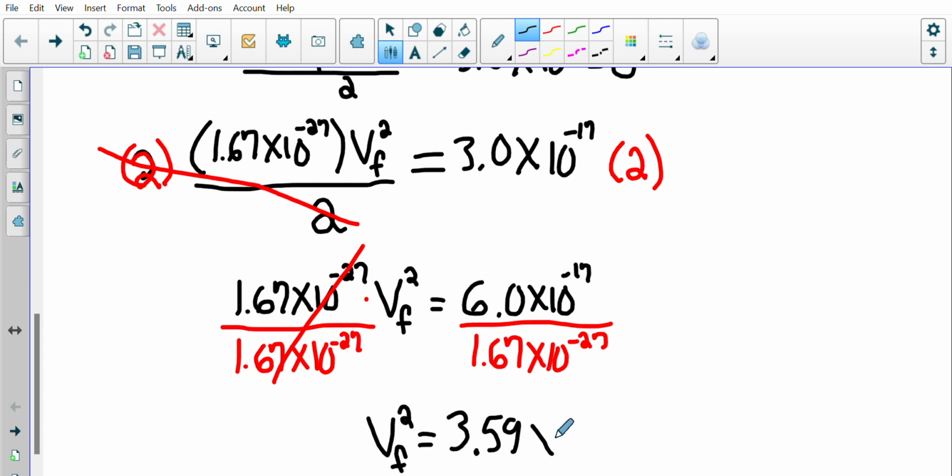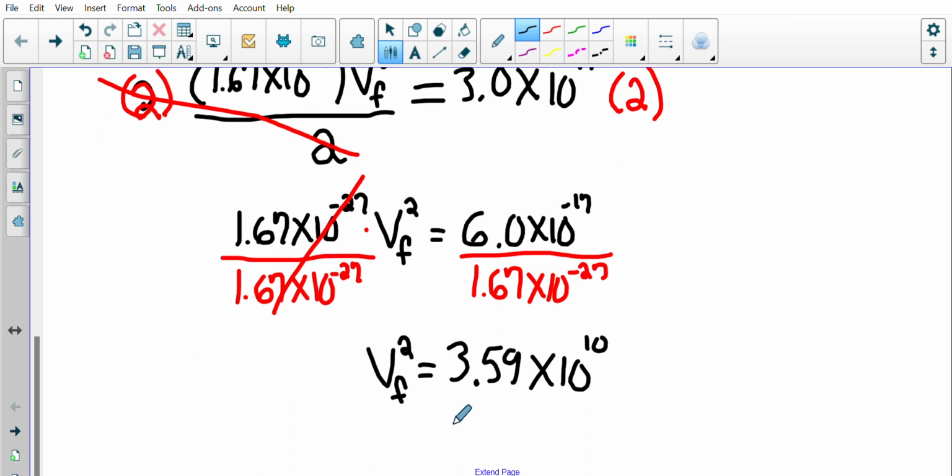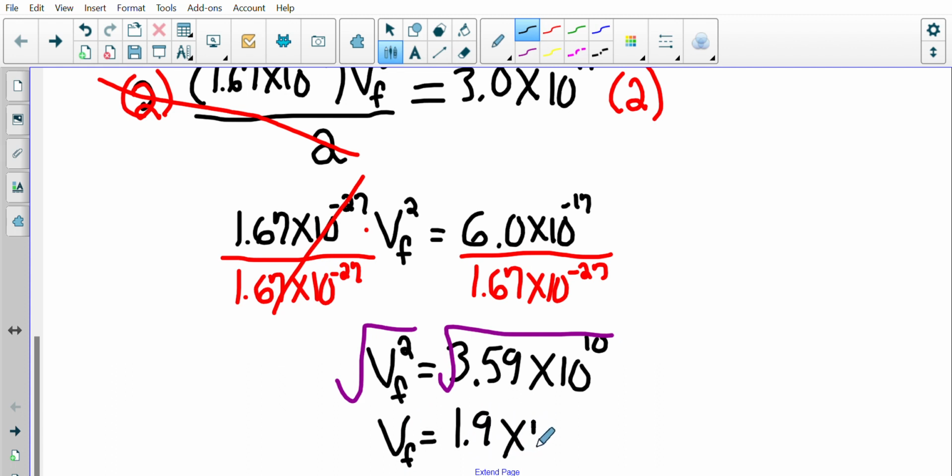times 10 to the power of 10. All right, but almost there. I have to get VF by itself, so I'm going to square root both sides. And I'm getting our final velocity of our proton, after we let it go from rest, to be 1.9 times 10 to the power of 5 meters per second. So it's moving very, very quickly. Our electric forces are powerful, and this is a very small particle.